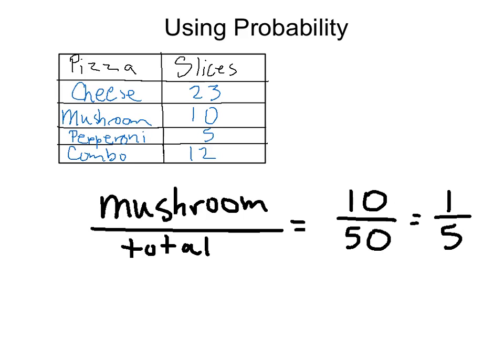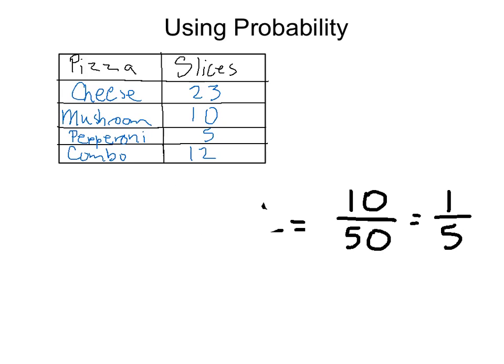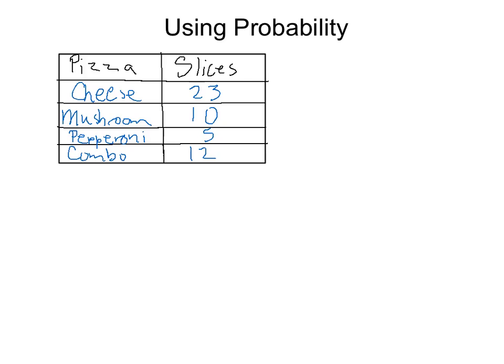What about the combo? Show me the probability of combo. All right. So let me do some erasing here. So they may ask, what's the probability of getting cheese and pepperoni? Or cheese or, they like the word or, pepperoni, right? Okay, so I would do the same thing.